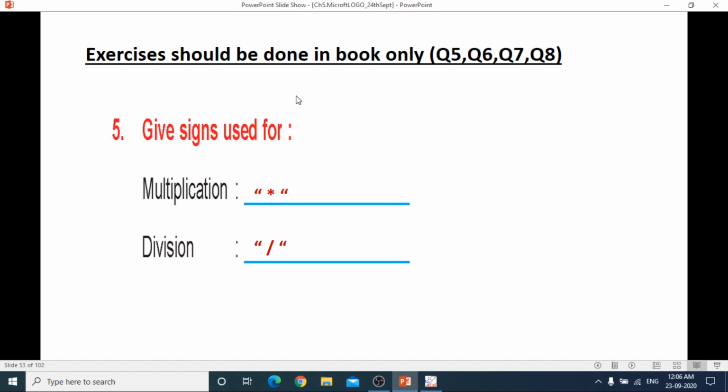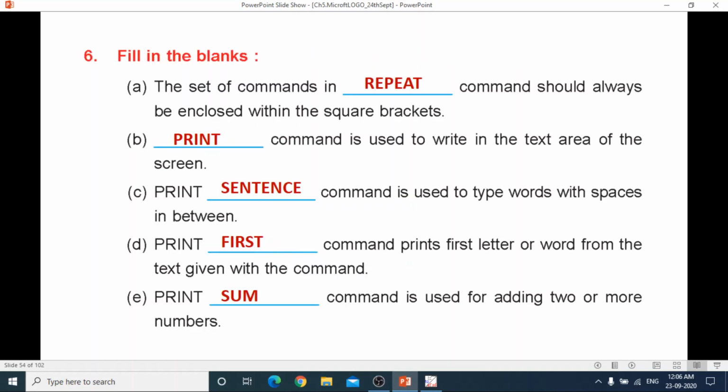Now, the exercise should be done in the book. Question 5, 6, 7, 8. Signs used: for multiplication we have a star, and for division we have the slash sign. Okay. Now, the set of commands should always be enclosed within the square bracket. Repeat command. And which command is used to write in the text area? Print command. And which command is used to type words without spaces? Print word. Okay. Now, which command prints the first letter? Print first. And which command is used for adding 2 or more numbers? Sum.